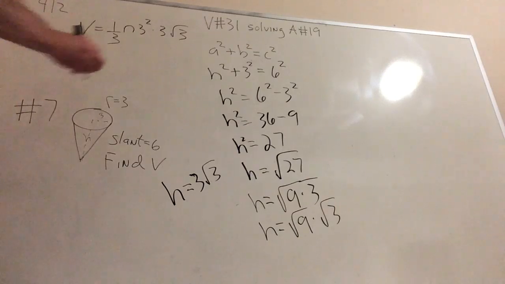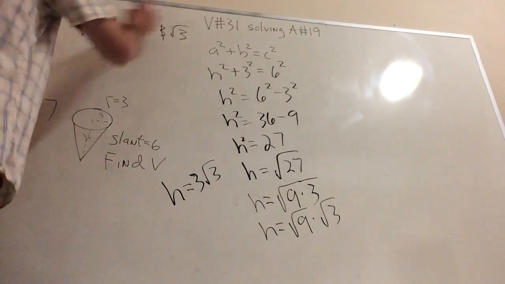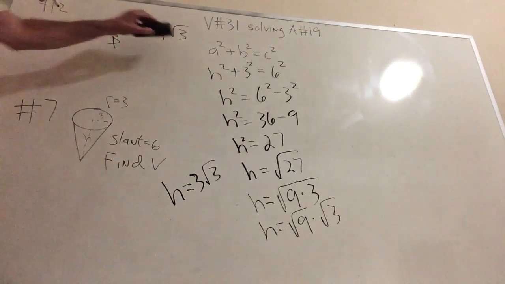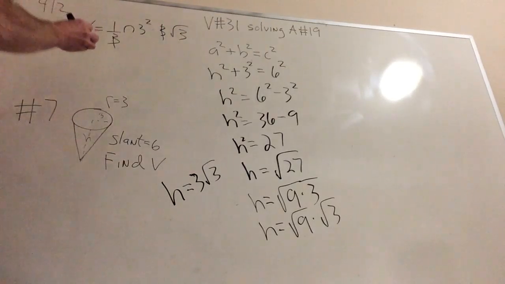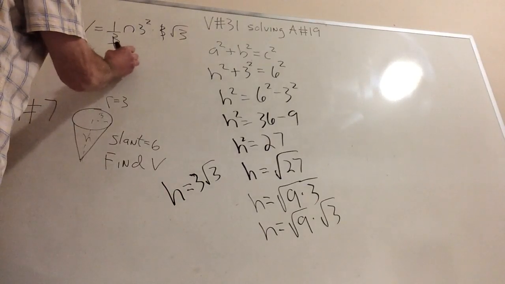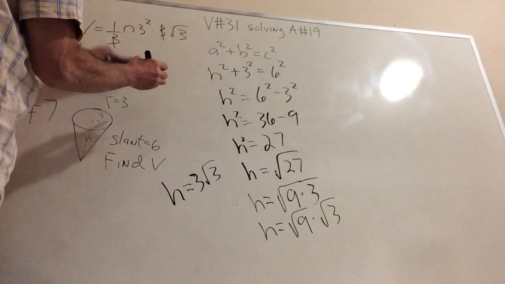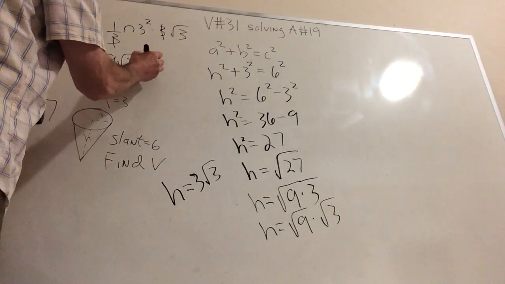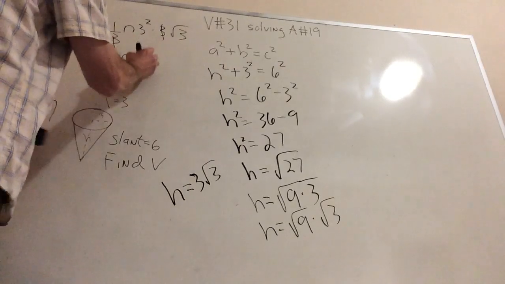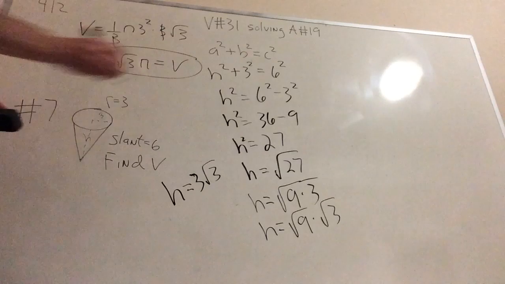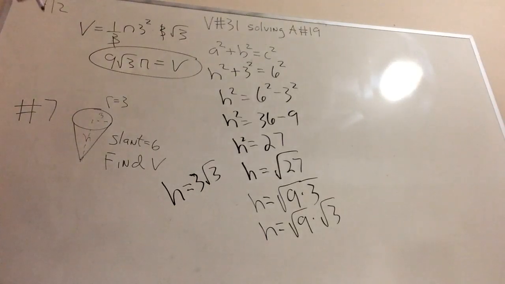There we go. So I'm going to cancel these two guys because any number divided by itself is 1. It doesn't matter that radical 3 is attached to this. And I end up with 9 radical 3 pi equals the volume. So there we go. That's the correct answer. That's what we need to come up with here.